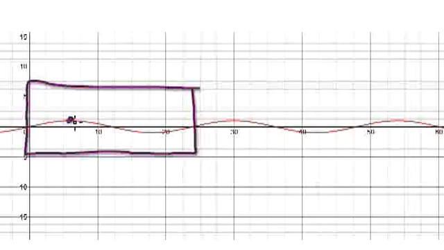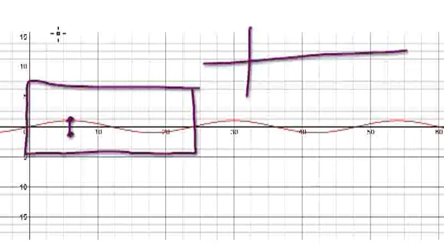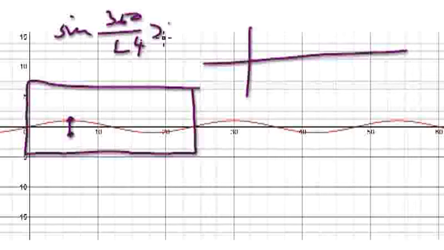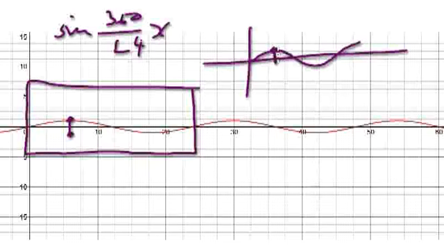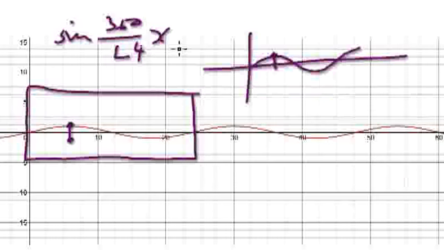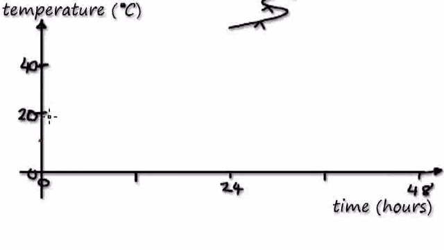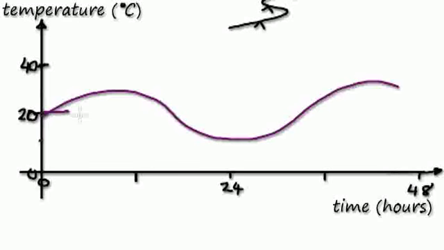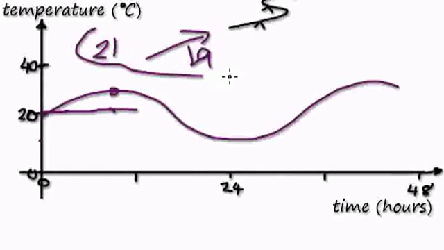But the thing is, the body temperature at the moment, the magnitude is only 1. What that means is, our model so far, our model of sine 360 over 24x, is saying that the temperature is only varying by 1 degree. So at the moment, the body temperature of this lizard ranges between 21 and 19 degrees, which is no good at the moment.